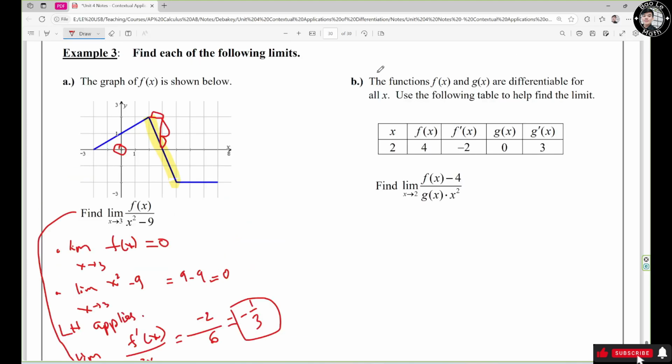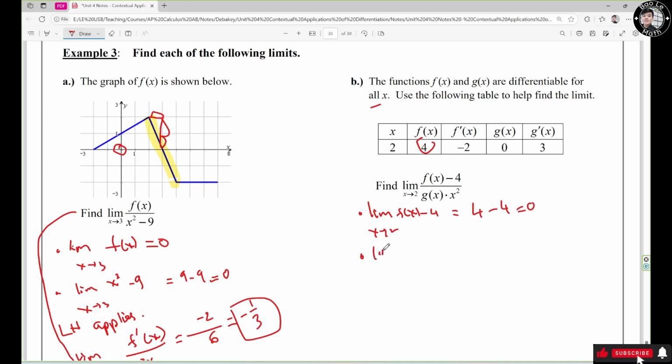Now let's move on to question B. The functions f of s and g of s are differentiable for all s. Using the following table to help find the limit, right? Now find the limit of this guy. I need to check the numerator and denominator. So I have the limit of f of s minus 4 when s approaches 2, which equals 4 minus 4, which is 0, right?